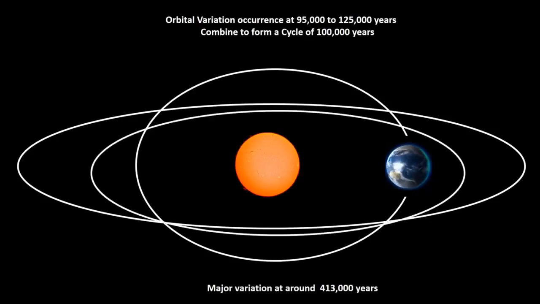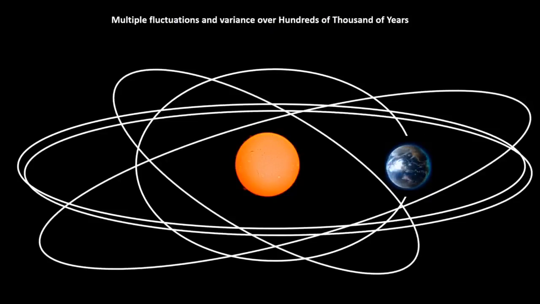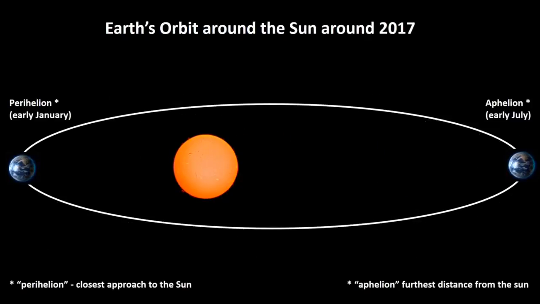A major variation in the orbit takes place at around 413,000 years. The net effect being that the Earth's orbit around the Sun is in a perpetual cycle of change. Although this diagram gives a flattened view, currently the Earth's orbit is almost a circle. It is at its closest to the Sun in early January, the point known as the perihelion. It is at its furthest distance in early July. This is the aphelion.